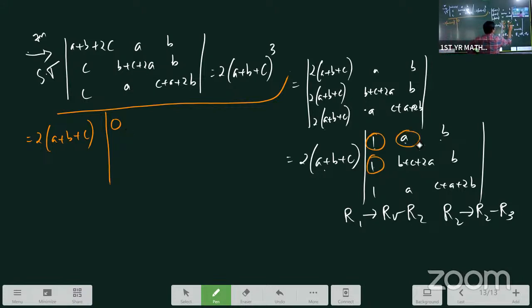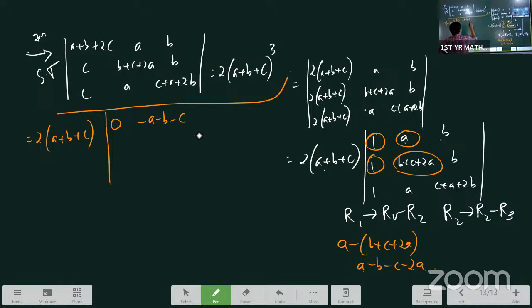Okay. This minus of this, I'm writing your operation, I mean simplification, separately. A minus of b plus c plus 2a, that is a minus b minus c minus 2a. So a minus 2a, what I'm going to get is minus a minus b minus c. Next, b minus b is again 0. Is it clear? Next, what is your next operation?